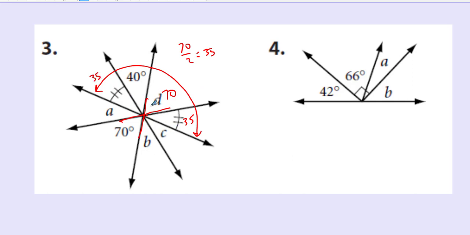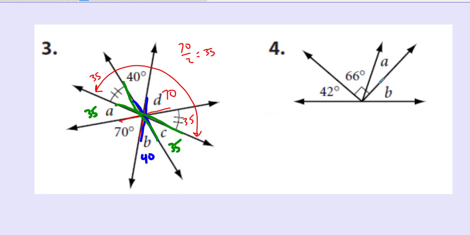Let's see what we can do with that. By vertical angles, B and 40 are a pair of vertical angles, so B must be a 40. If this is a 35 right here, by vertical angles, C has to be a 35. And that leaves us with angle A. A is a vertical angle. A must be a 35. And we've completely solved that one.